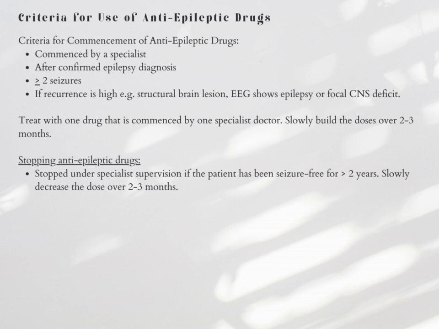Now, in order to be placed on anti-epileptic drugs, the patient can only be commenced by specialists after epilepsy diagnosis. They must have had at least 2 seizures, and if there is a high rate of reoccurrence, the EEG must have shown signs of epilepsy or focal CNS deficiency. They're usually started on a drug by a specialist doctor, and the doses are built up slowly over 2 to 3 months. And when we stop anti-epileptic drugs, we also want to cease it under specialist supervision, and slowly decrease the dosage over 2 to 3 months. And the patient must have been seizure-free for at least over 2 years for them to be taken off anti-epileptic drugs.